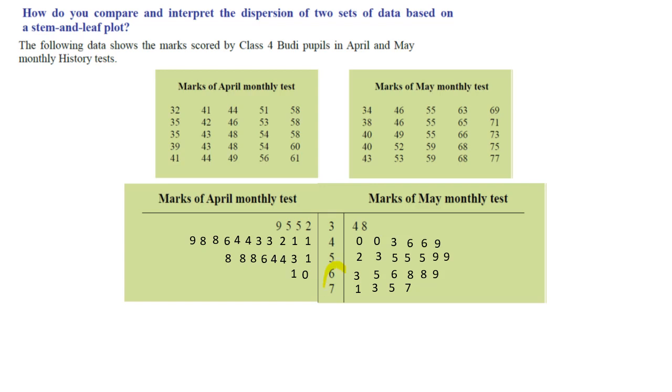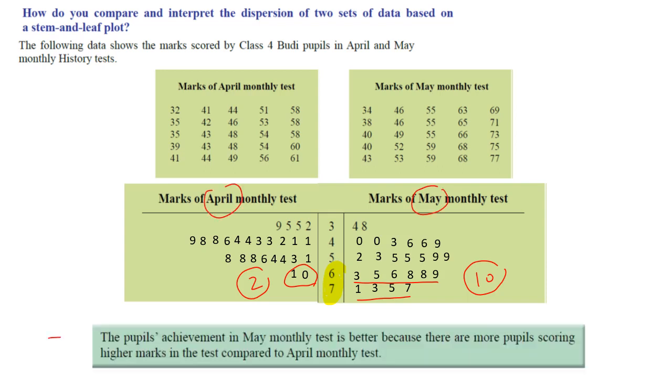Now you look at the score. The highest score is here, right? 6 and 7, and how many students here? You have 10 students. But here you have only 2 students, so you have more students scoring higher marks in May compared to April. So that is how you interpret the pupils' achievement in May monthly test is better. Why? Because there are more students scoring higher marks compared to April monthly test.